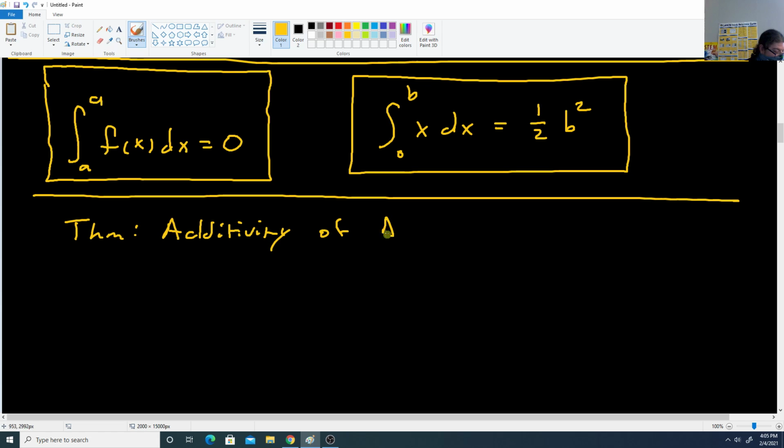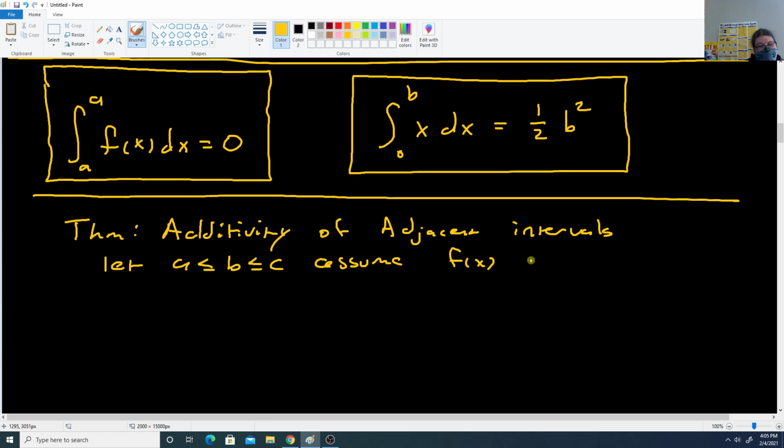of adjacent intervals. So we're going to let a be less than or equal to b, be less than or equal to c, and we assume f of x is integrable. Then if we have the integral from a up to c of f of x dx, we could split this up into the integral from a up to b, and then the integral from b up to c.